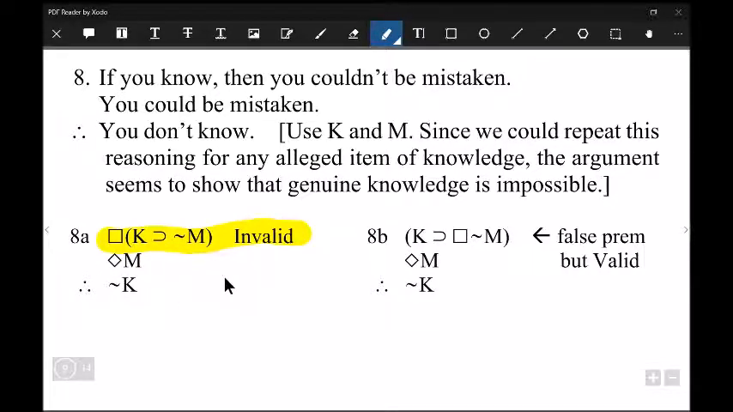So this one is just invalid. The second one has a false premise if you interpret it as the box inside. If you have knowledge, then in every possible world you're not mistaken. Well, maybe if you have knowledge in this world, maybe in another world you're mistaken. There's no problem with that. It's a false premise. It comes out valid, but it says if you have knowledge in the actual world, then in no possible world are you mistaken. False premise. It doesn't prove the conclusion. So neither way does it prove the conclusion.